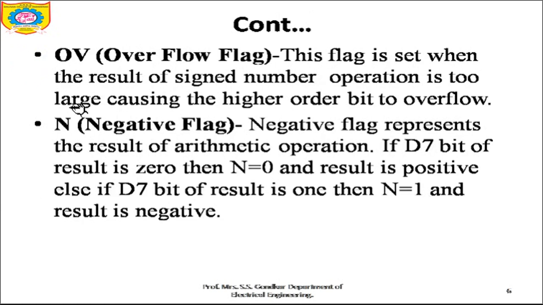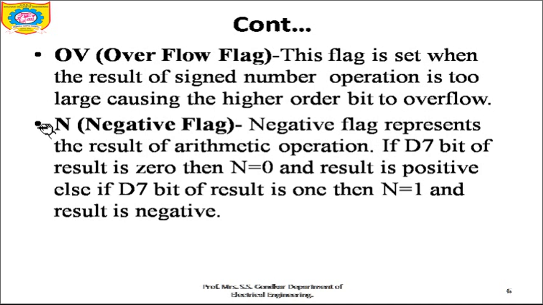Next bit is the overflow bit. The overflow flag is set, meaning it will be equal to 1, when the result of a signed number operation is too large, causing the higher order bit to overflow. So this bit is set to 1 if there is an arithmetic overflow, that is, if the size of the result exceeds the capacity of the destination. Okay, so it is just becoming overflow.